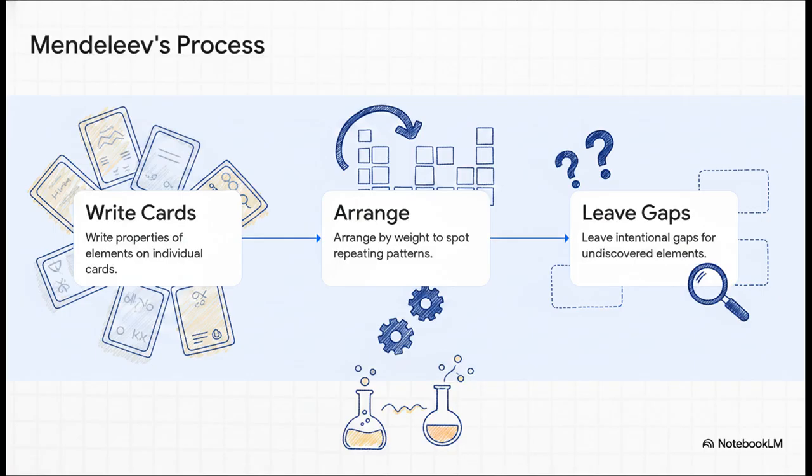First, he wrote the properties of the known elements on cards. Then, as he arranged them by weight, he spotted something incredible. Their properties repeated in a regular pattern. But the puzzle was incomplete. Mendeleev realized there were missing pieces that no one on Earth had even found yet. So he left intentional gaps in his arrangement.